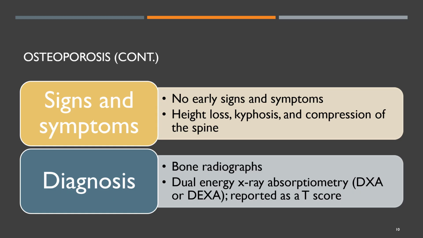Osteoporosis does not have any early signs and symptoms, but as you go along through the disease progression, they start to get height loss and kyphosis, where they have the bend in their back. That's probably a new vocab word for some of my students. And they get compression in their spine. They can diagnose this with either a bone x-ray or what you will probably hear a person say, a dual energy x-ray or DEXA scan.